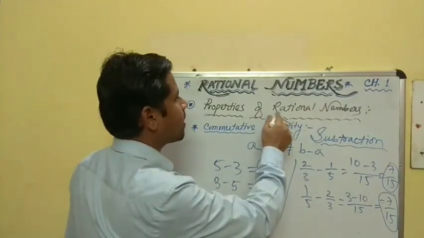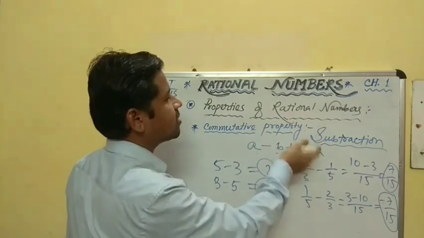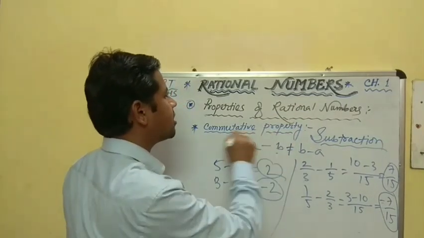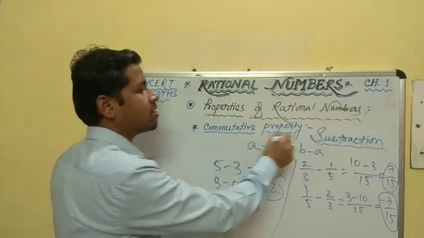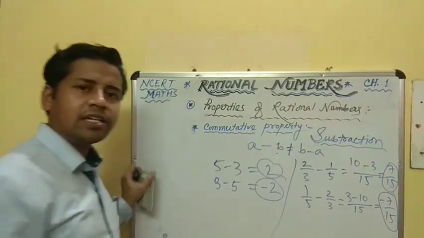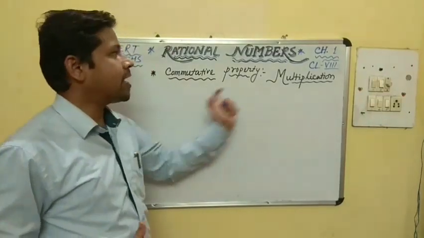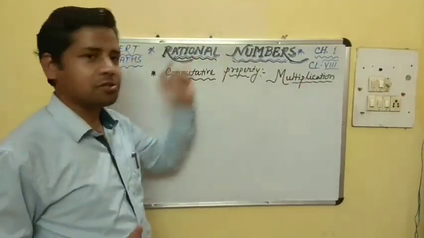So that's why commutativity under subtraction is not satisfying for rational numbers. That means rational numbers are not commutative under subtraction. So I think it is clear. Now we are going to discuss the commutative property under multiplication of rational numbers.